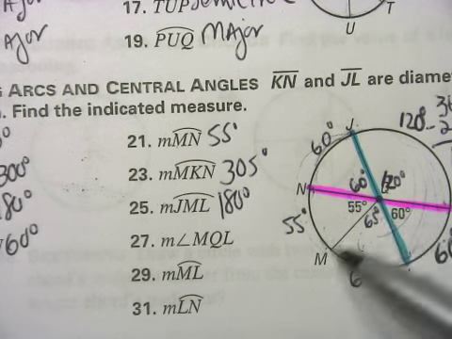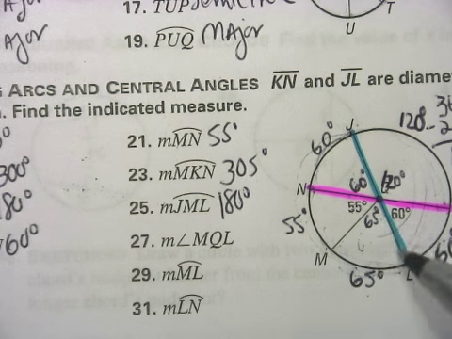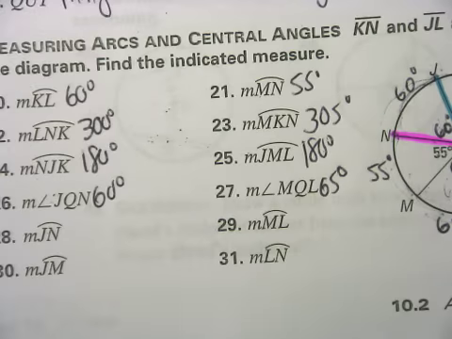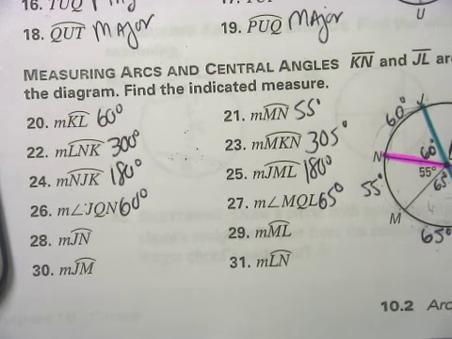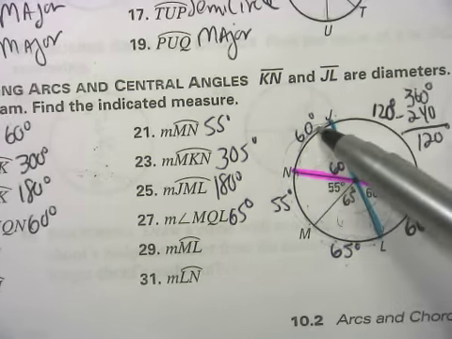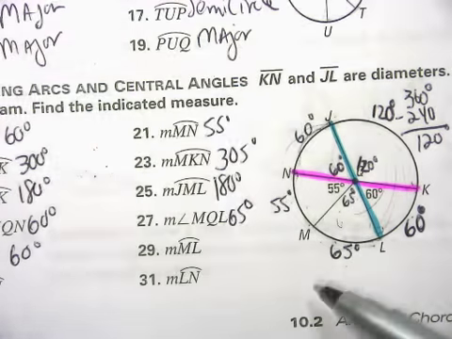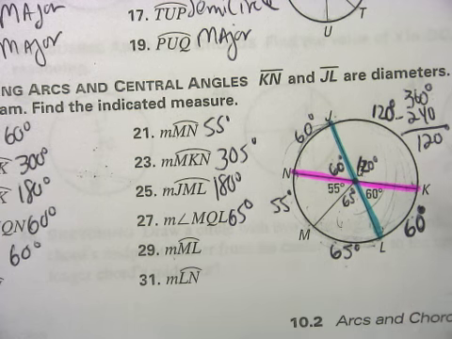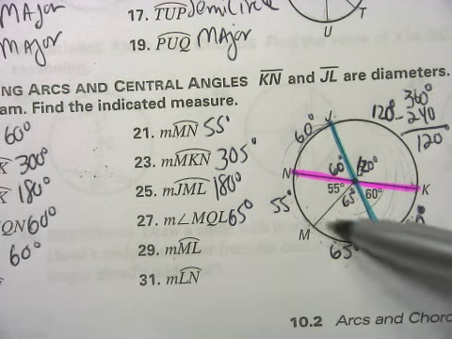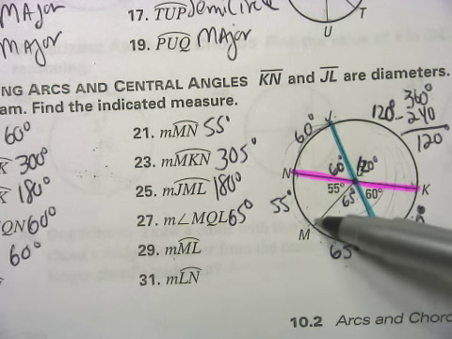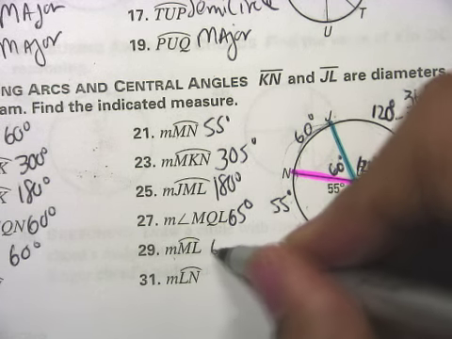What about the measure of angle MQL? Let's take a look here. Angle MQL. Where's the M? Here's M to Q to the center to L. MQL. So here I have a central angle again, where Q is the vertex, MQL, that's 65 degrees. So this is going to be 65 degrees. Number 28 is asking for arc JN. Well, here we go. JN is 60 degrees. So that arc is 60 degrees.